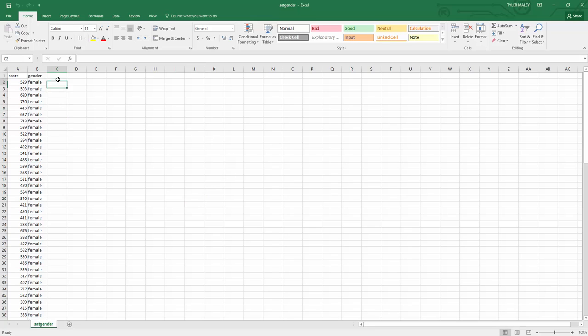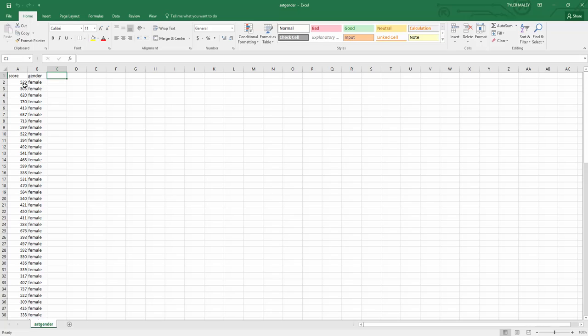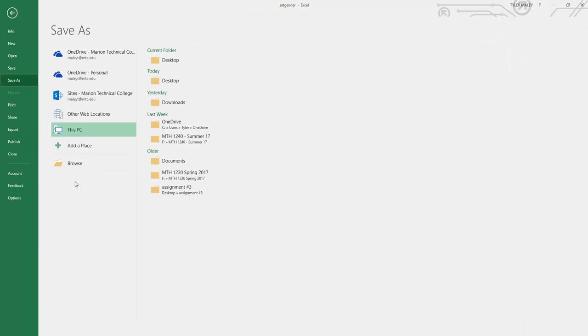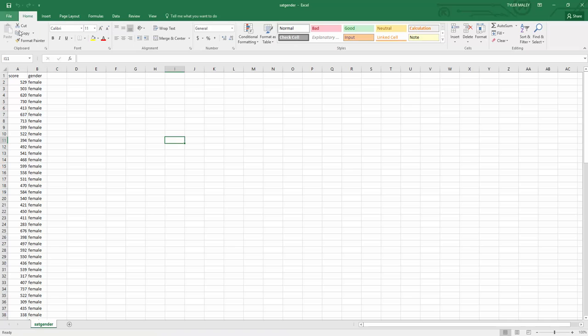I uploaded this Excel file onto Canvas. These are SAT scores. I have a listing of 100 SAT scores, and they're marked by male and female. Let me show you how to do this in R. Remember that your Excel file has to be in a CSV format. If we hit File, Save As, you'll see that I have this saved on my desktop, and the file format is CSV. That's how I already saved it for you.